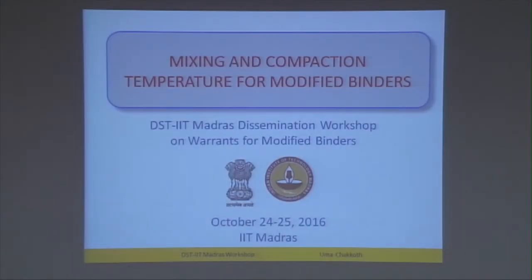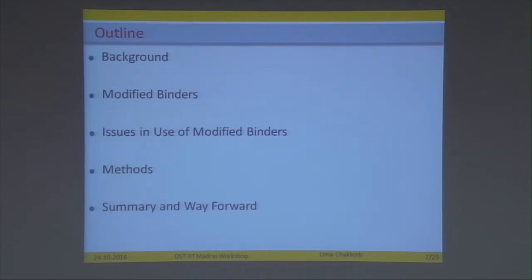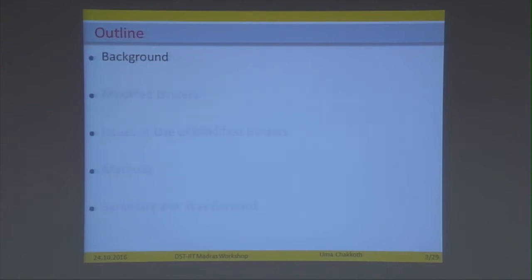For the next 25 minutes of the session, we'll be discussing mixing and compaction temperature for modified binders. The background of the organization of the presentation will be as given in the slide. We'll discuss a few details as an overview about the mixing and compaction temperature regime in general. We'll move on to the modified binders, the various issues and the methods which are used for determining mixing and compaction temperature for modified binders, and we'll summarize the whole analysis.